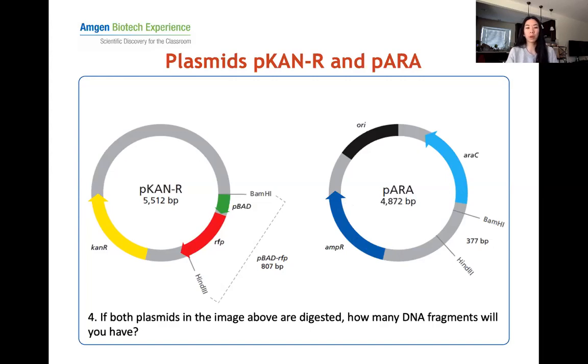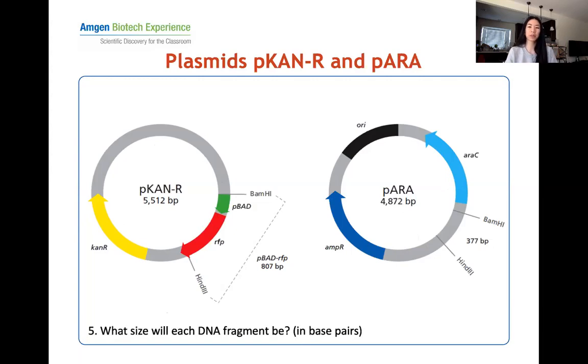Number four, if both plasmids in the image above are digested, how many DNA fragments will you have? So if these plasmids were mixed in with restriction enzymes and they were broken down, so it's a restriction digest, how many DNA fragments would you get? Give you a hint. 4. So you would have this piece, 1, 2, and then on here, 3, and then 4.